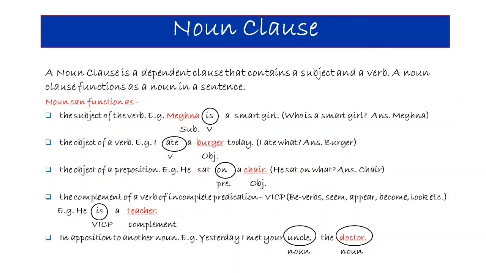Next, noun can be in apposition to another noun. For example, yesterday I met your uncle, the doctor. Here, there are two nouns, uncle and doctor. Both these nouns refer to the same person. The second noun, doctor, is standing for the first noun, uncle. So, the second noun is said to be in apposition to the first noun.